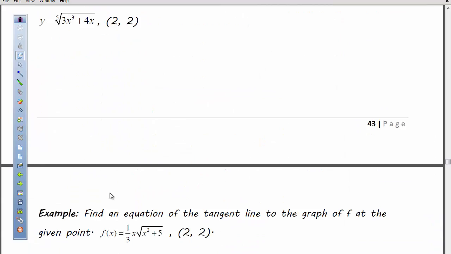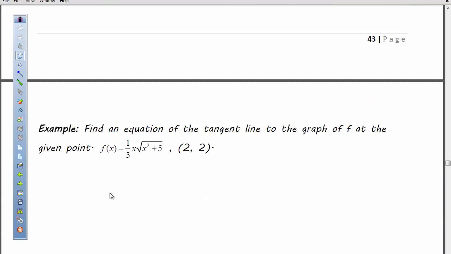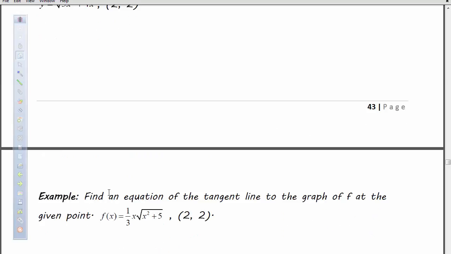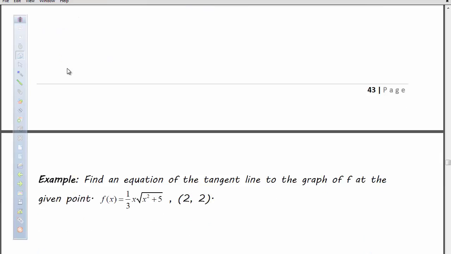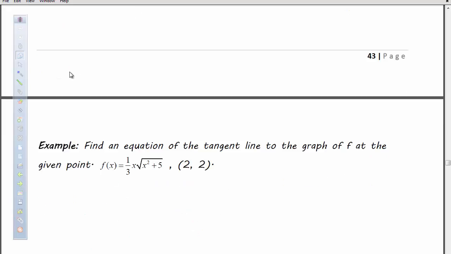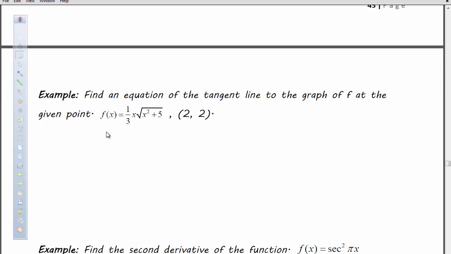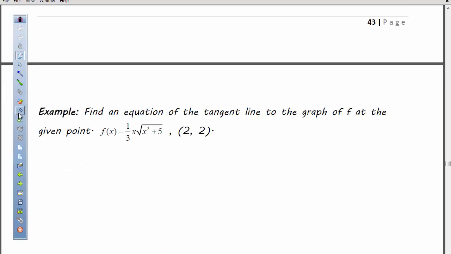All right, this time they want us to additionally find the equation of the tangent line. This problem looks a little like the last one. What's different about it? We got a product this time, right? And I'm not just talking about the 1/3, because if there was just the 1/3, that wouldn't be a problem. That's a constant multiple. But we've got that x out front, so that's going to force us to use the product rule. Let's see if we can do that.